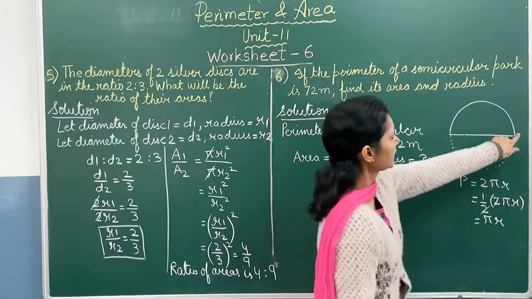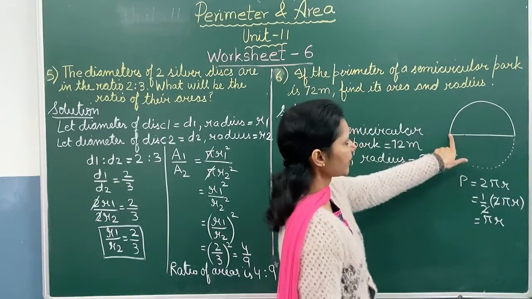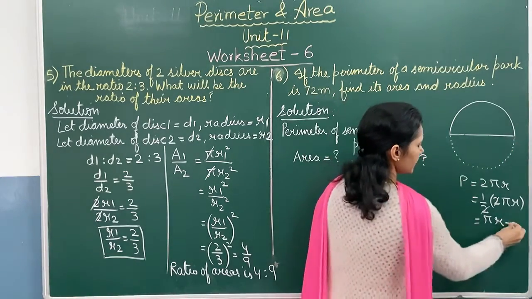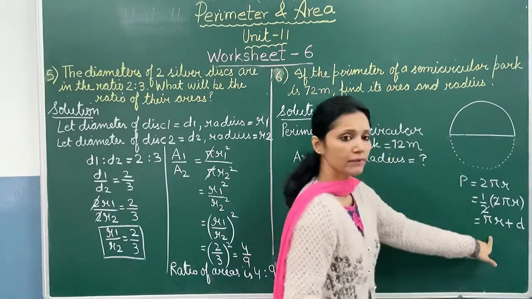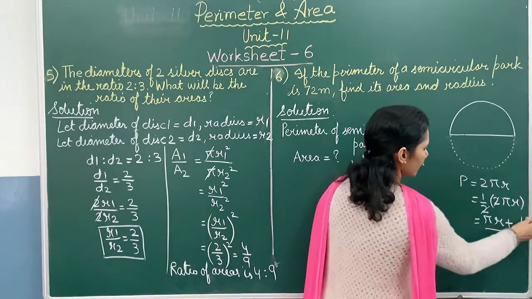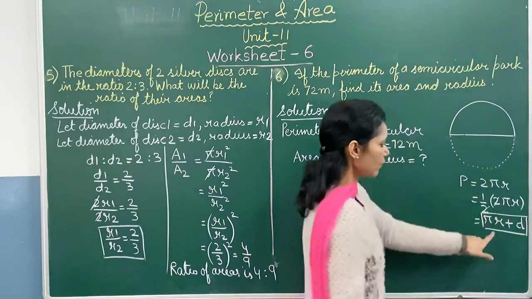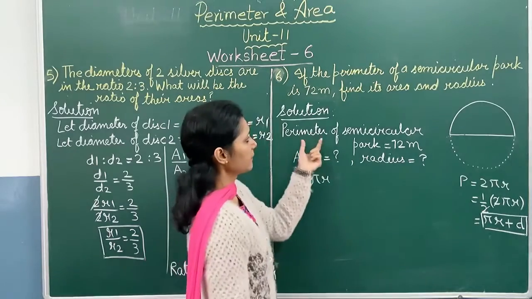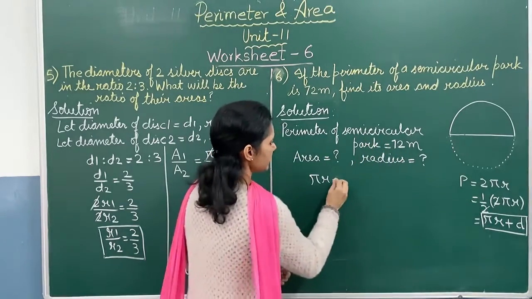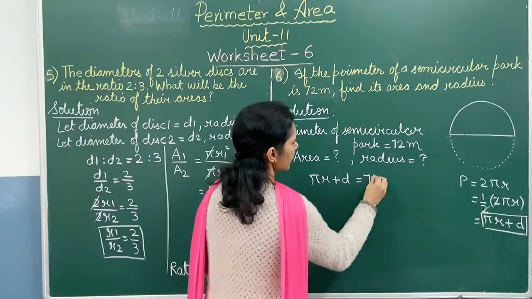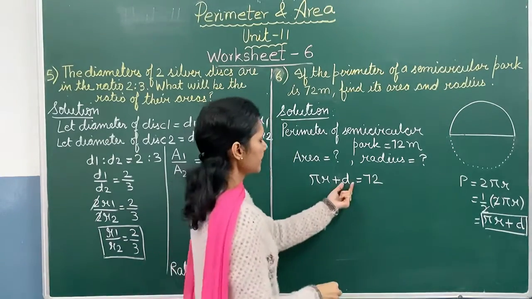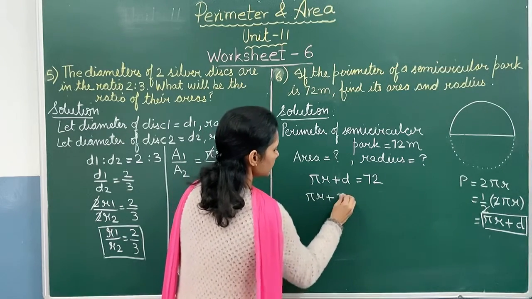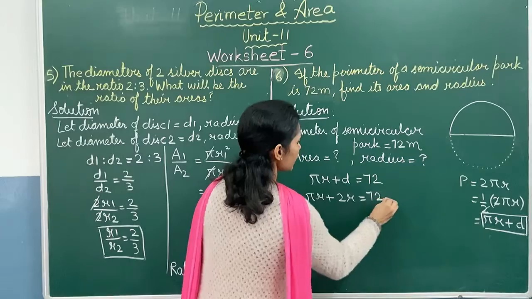So this is the length of this half circle. But this is also the boundary of the semicircular park. That means we must include the diameter too. So from here we conclude that the formula for calculating the perimeter of a semicircle is pi r plus d. So let's write down. The perimeter of the semicircle is already given to us. That means pi r plus d is given to us as 72 meters. Now let's convert d in terms of radius. So this would become pi r plus 2r is equal to 72.